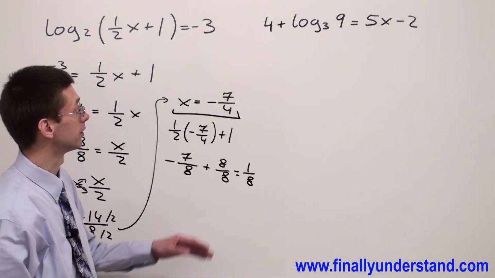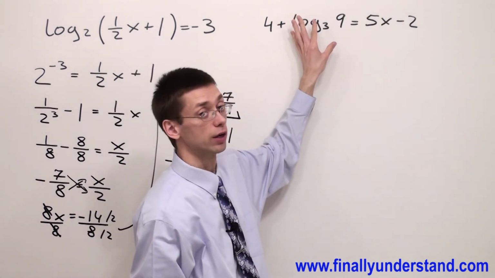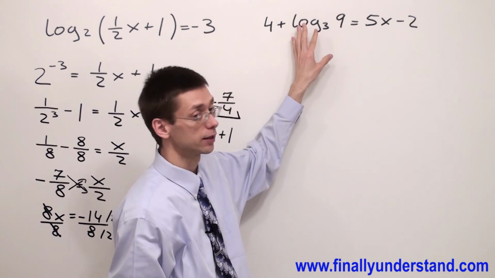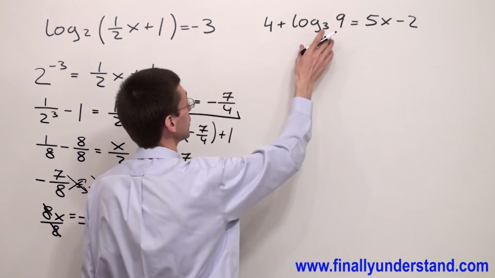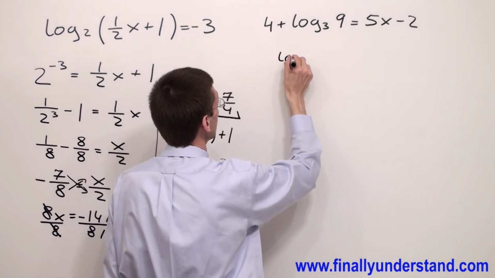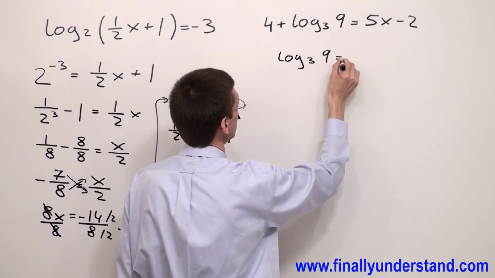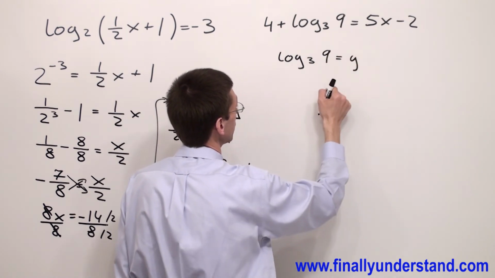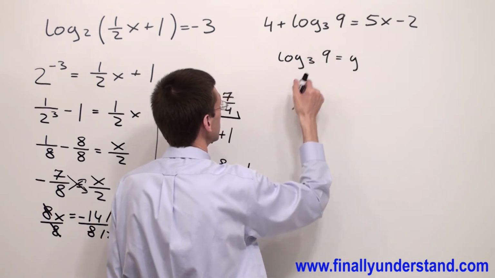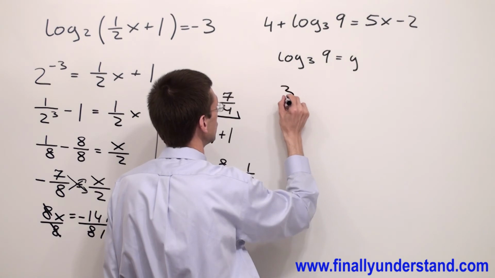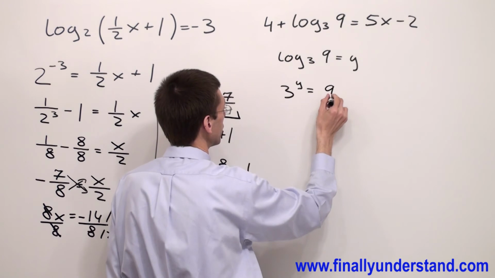Let's take a look at the second example. First, look at the logarithm. The logarithm doesn't have any variables, so we can find the value of this logarithm first. Log base 3 of 9 is equal, for example, to y. I have to convert the logarithmic form to the exponential. I have 3 to the y equals 9.